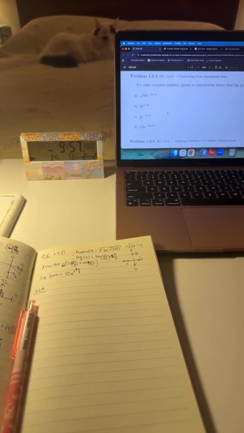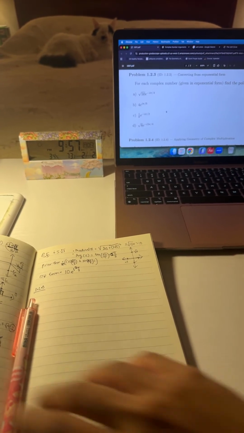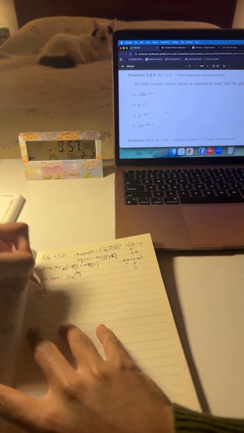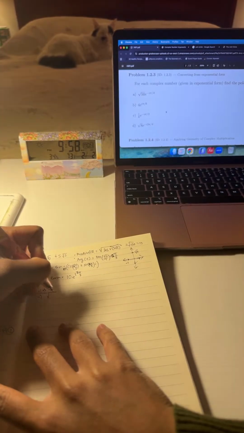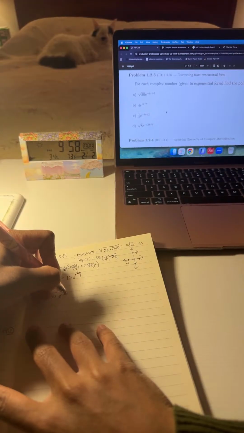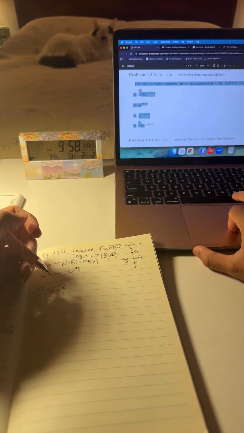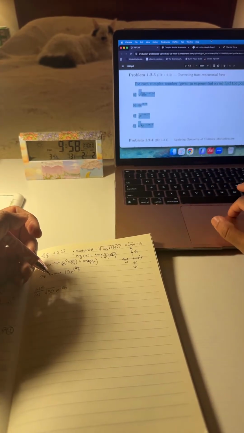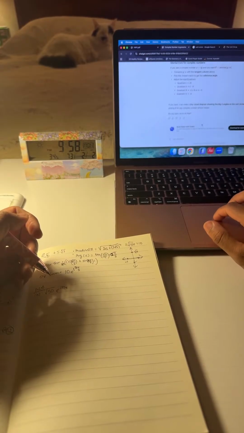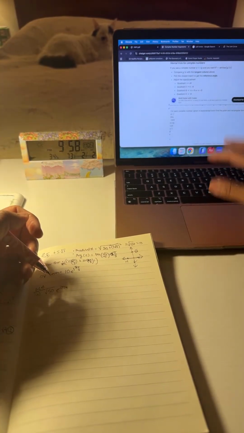So 1.2.3: for each complex number given in exponential form, find the polar and rectangular forms. I should have started this sooner. I don't know why I procrastinated. Actually, I didn't. I tried to do it sooner, but I didn't have a room to do it. Now that I have one, there's no stopping me. So I like using AI just to check if I'm doing it right, but I still use my own brain for it.